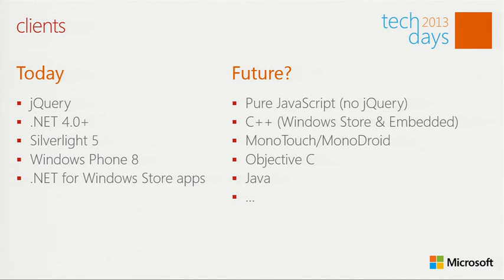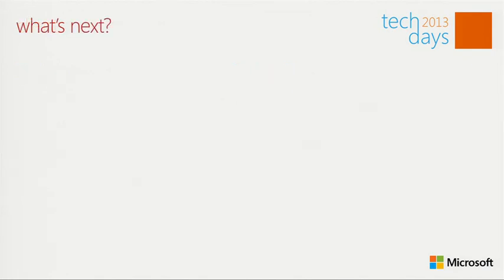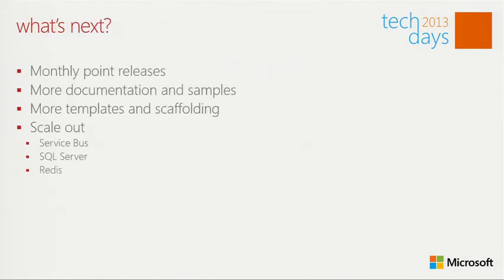Let your imagination run wild. It's really based off of what the community wants to use, what you guys feel like is going to be valuable, and what we can ship in the time frame. And the time frame is actually every month. So we're trying to ship really quickly, try to be agile and get improvements out to you guys as quickly as we can. We're obviously trying to improve documentation and samples.